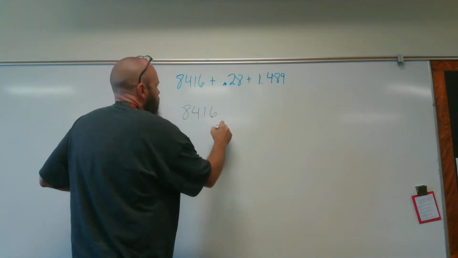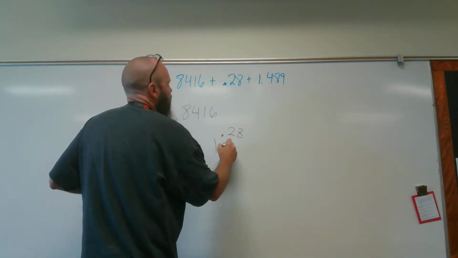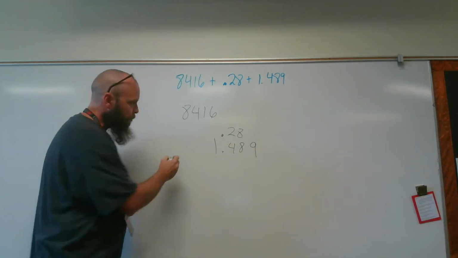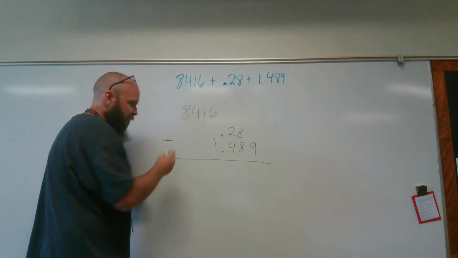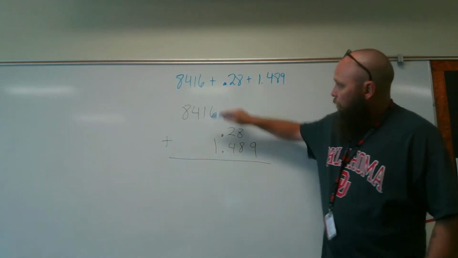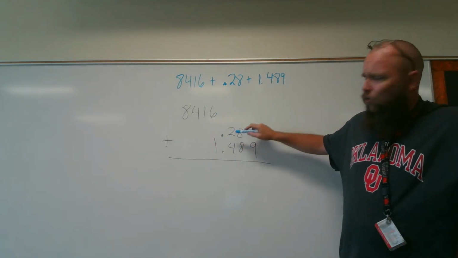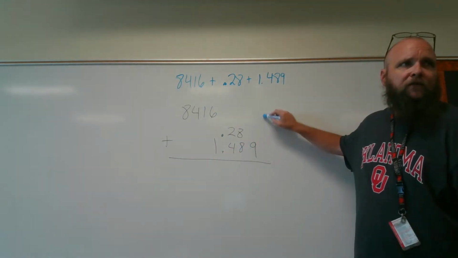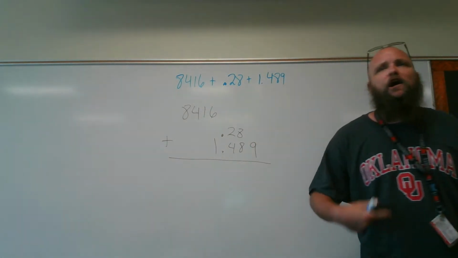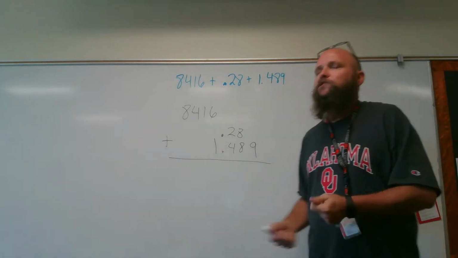8,416.28 hundredths. 1 and 489 thousandths. We're adding these together. We've lined up our place values: 1s over 1s, 10ths over 10ths, hundredths over hundredths, thousandths over thousandths. We're going to fill in some place value holders that don't change the value, just change the way it's written.